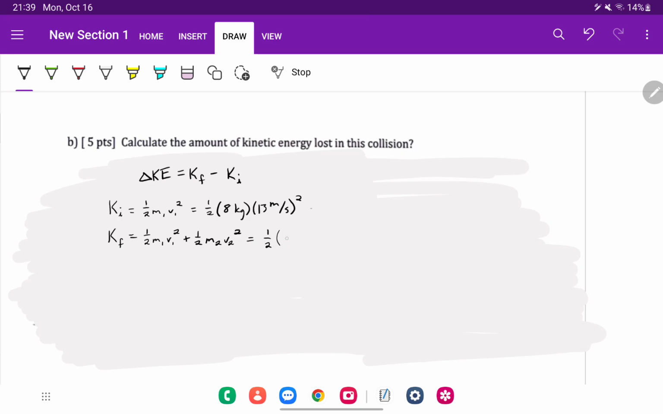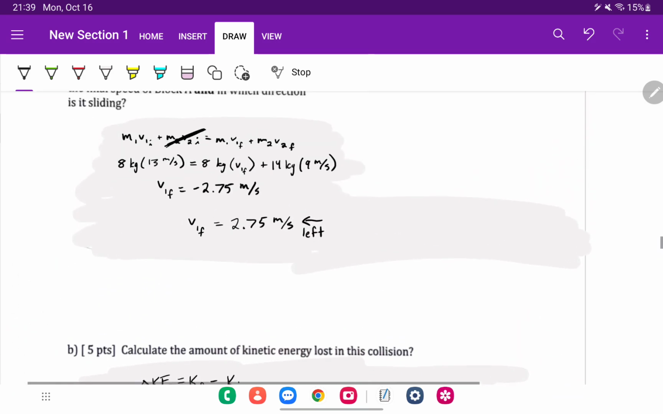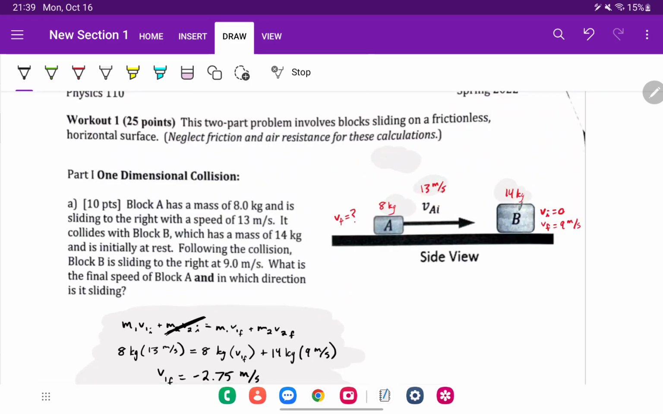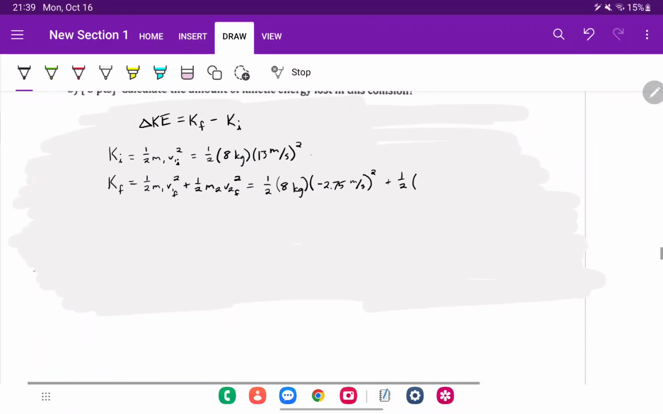So we need 1/2 times 8 kilograms. Our V1, here I'll add some subscripts. We have a V1 initial, a V1 final, and a V2 final. So we have 1/2 times 8 kilograms times our V1 final, which we found to be negative 2.75 meters per second squared. And our kinetic energy of the second block was 1/2 times 14 kilograms times 9 meters per second squared.